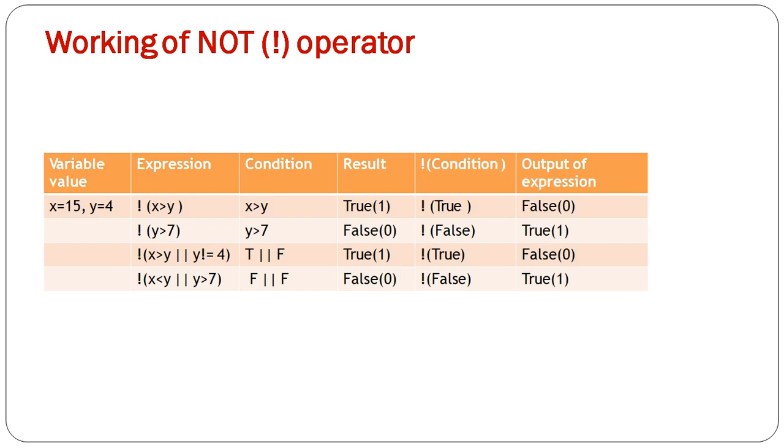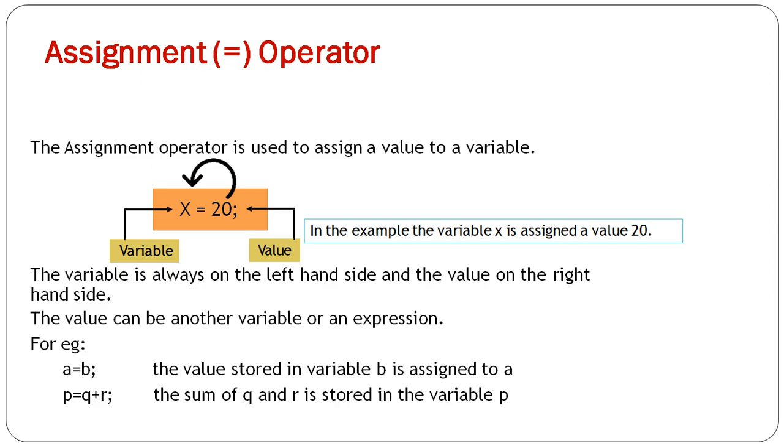Then the working of NOT. So NOT of x greater than y. Actually x is greater than y, which is true. But NOT of true will be false. So whatever we get will be inverted in the case of the NOT operator.